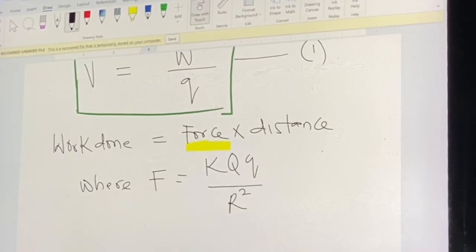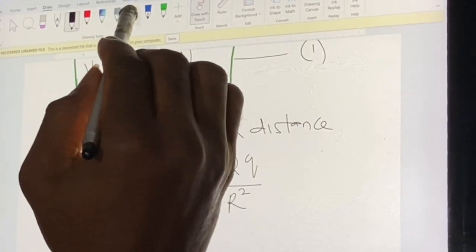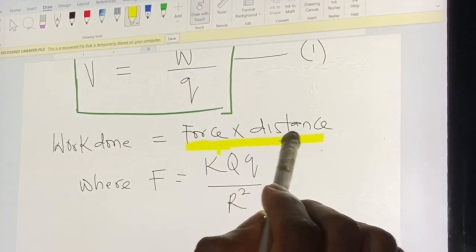Whenever we are given force in numbers, we are given distance in numbers, and we are asked to calculate work done, this is the expression for work done. Please take note of this.